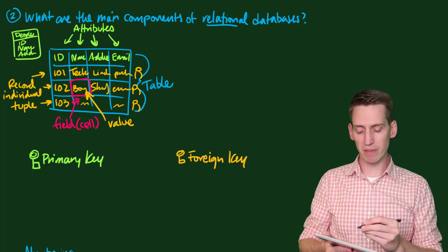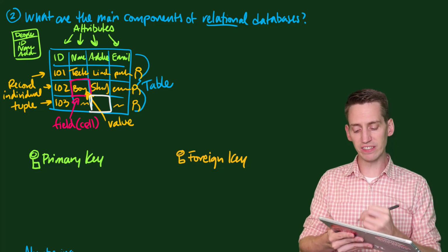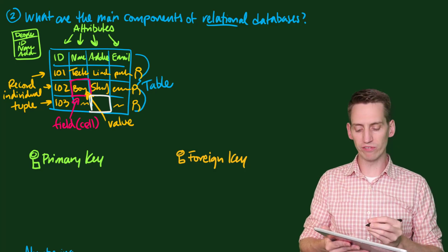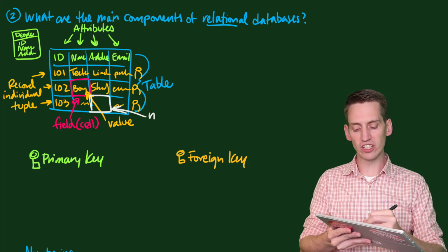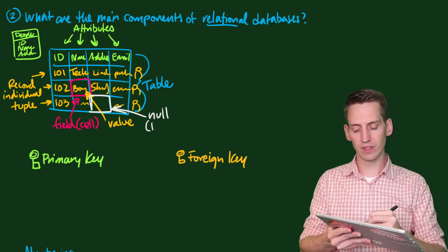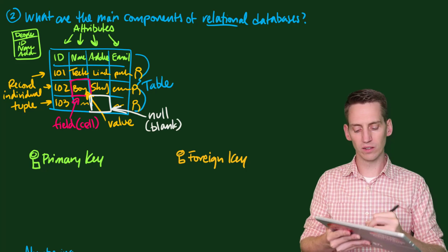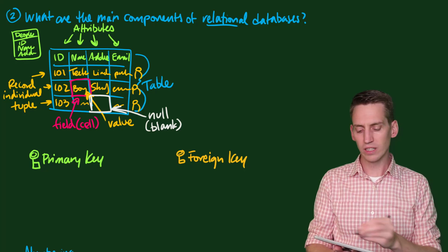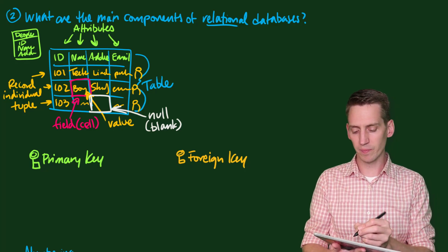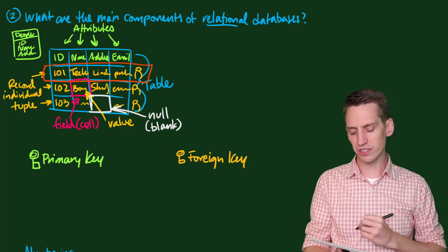One last thing I want to mention, sometimes we can have fields that are blank, that have no value. If we have a blank value, we call this null, or blank. So if it is null, it has no value. So this is how we store data. Now let's take a look at one of these individuals.